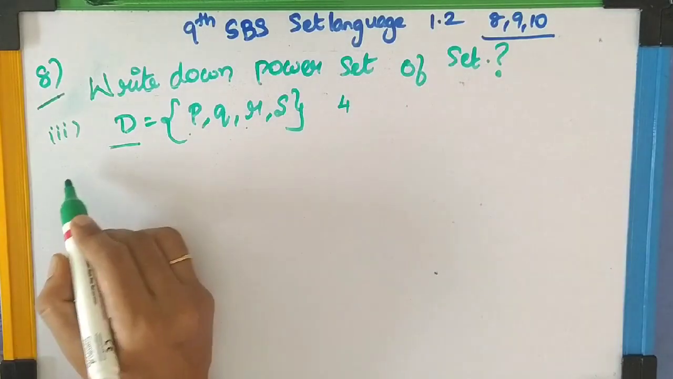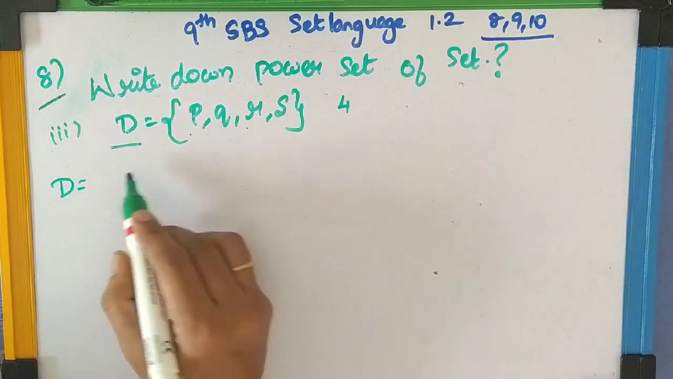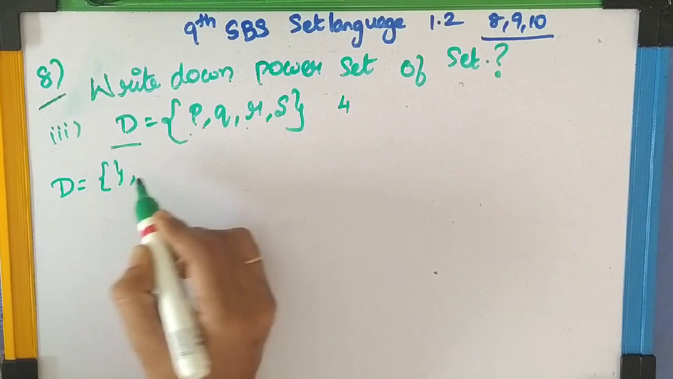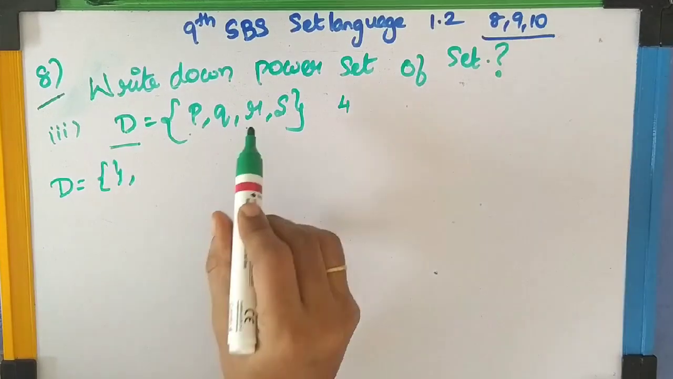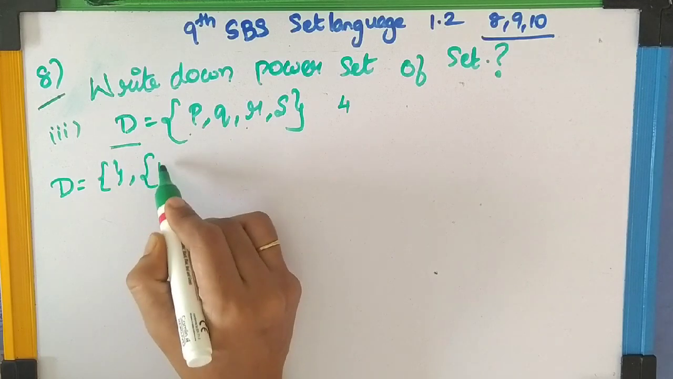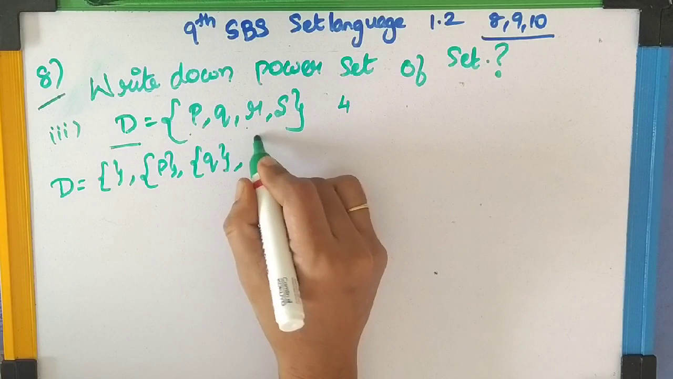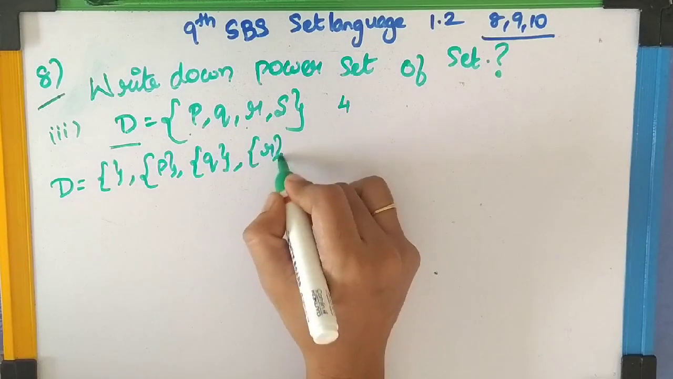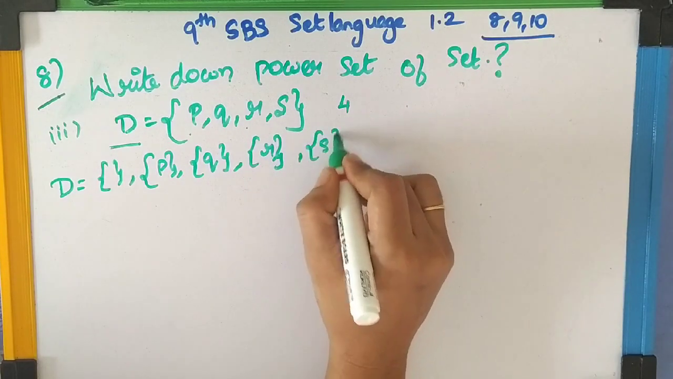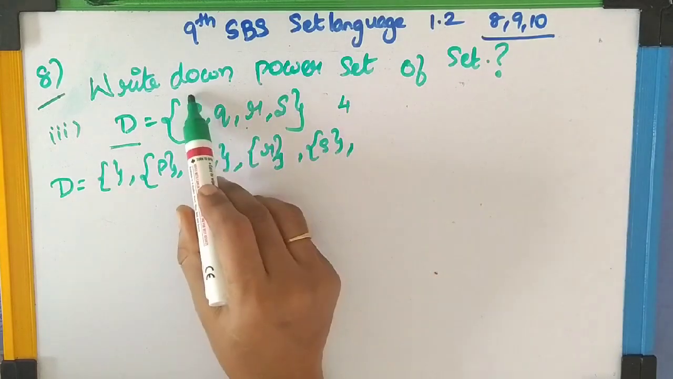I'll teach you clearly. Okay, listen to me properly. I'll teach you very clearly. Okay, the first subset will be the null set. Very good. The second will be all the single elements. Very good. P, Q, R and S. Very good. Now we have to join two elements.